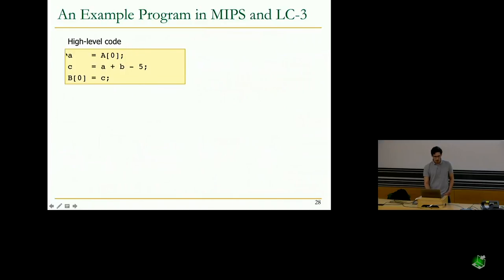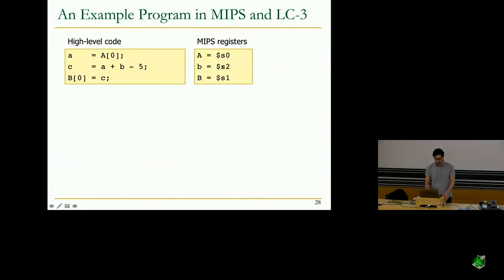We copy it into variable A, then we add something to this A, like B, and then we subtract 5. We store that partial result, the temporary result, in C, and finally we store this result into the final destination, that is the first element, or element 0, in array B. So this could be our registers for MIPS.